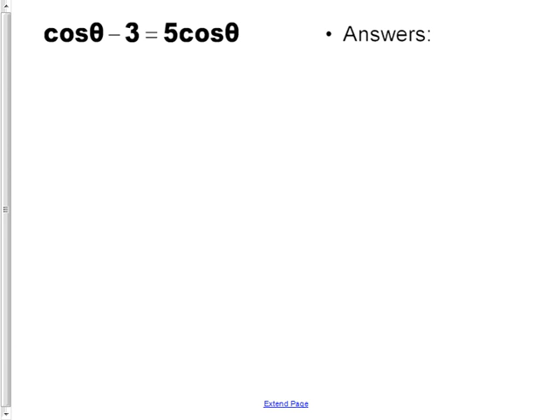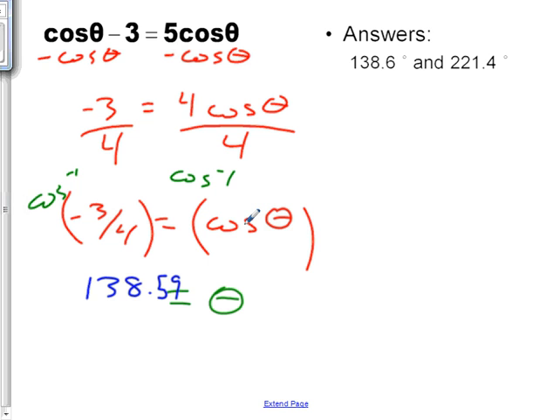Alright, this one requires a little bit more solving. So pause the video and try it on your own. I want to put the answers up here, so that when you play it, you can see if you came up with the right answer. So you end up with 138.59. Now remember, that is just a reference angle. In this case, it's actually also one of your solutions. You have to then determine the reference angle from this to get that other solution.